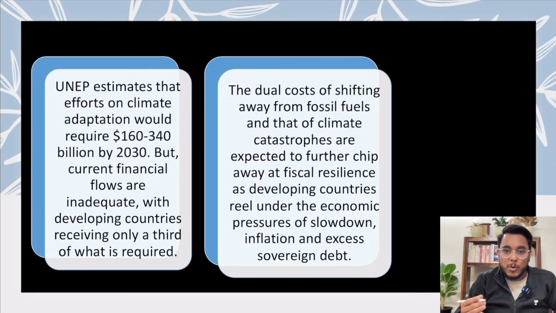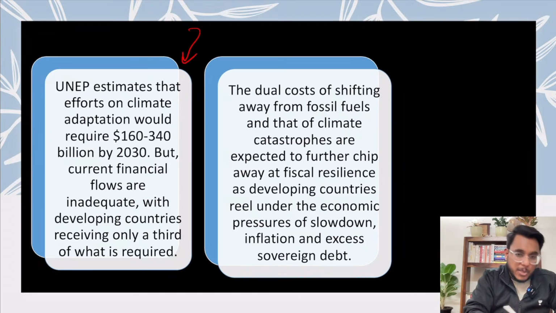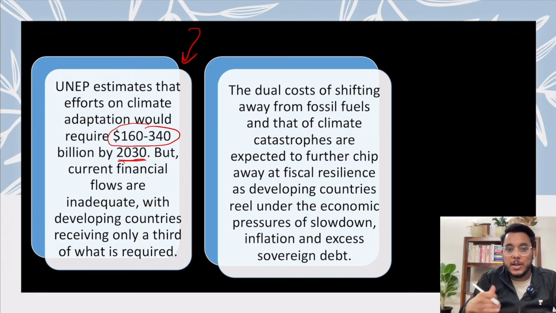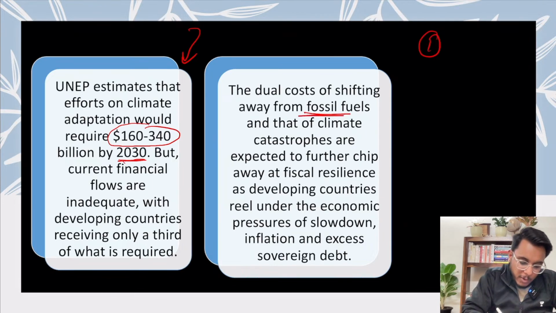Now, as we talk about climate change in this particular dimension, the United Nations Environment Program, UNEP, estimates that it will need around 160 to 340 billion dollars by 2030 for climate adaptation. But right now the money that is coming from the developed countries is far less than what is needed. The developing countries are facing the burden on two fronts. Number one front, they have to shift away from the fossil fuels.